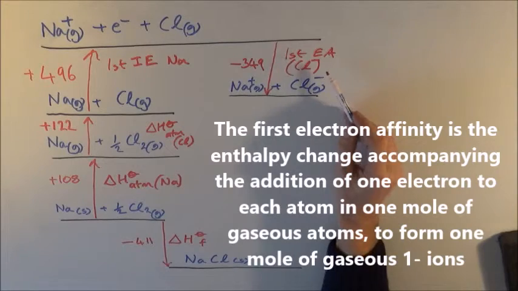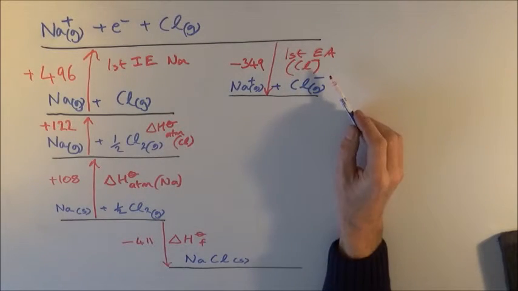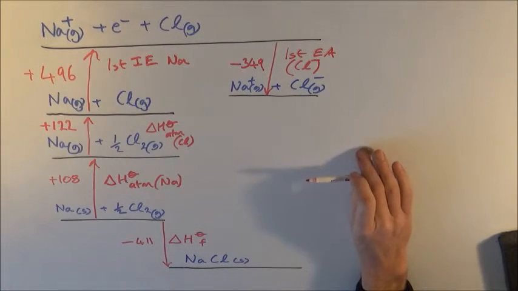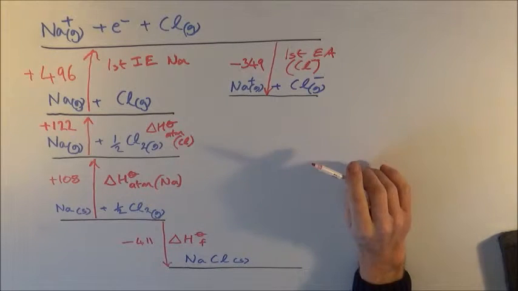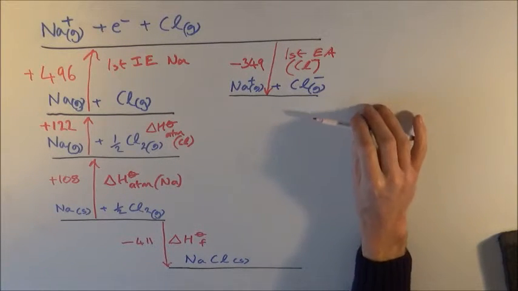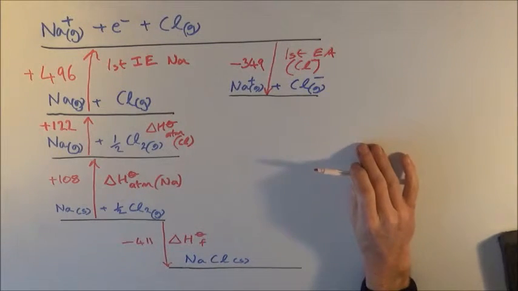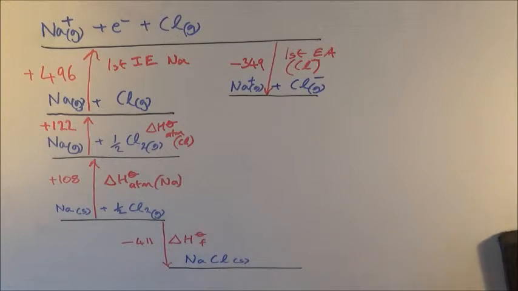And we put the first electron affinity because there will be examples where you have to put a second electron on. For example, to make the oxide ion, you'd have the first electron to give O minus and the second to give O2 minus. So you just have to watch out for those in the more complicated calculations.